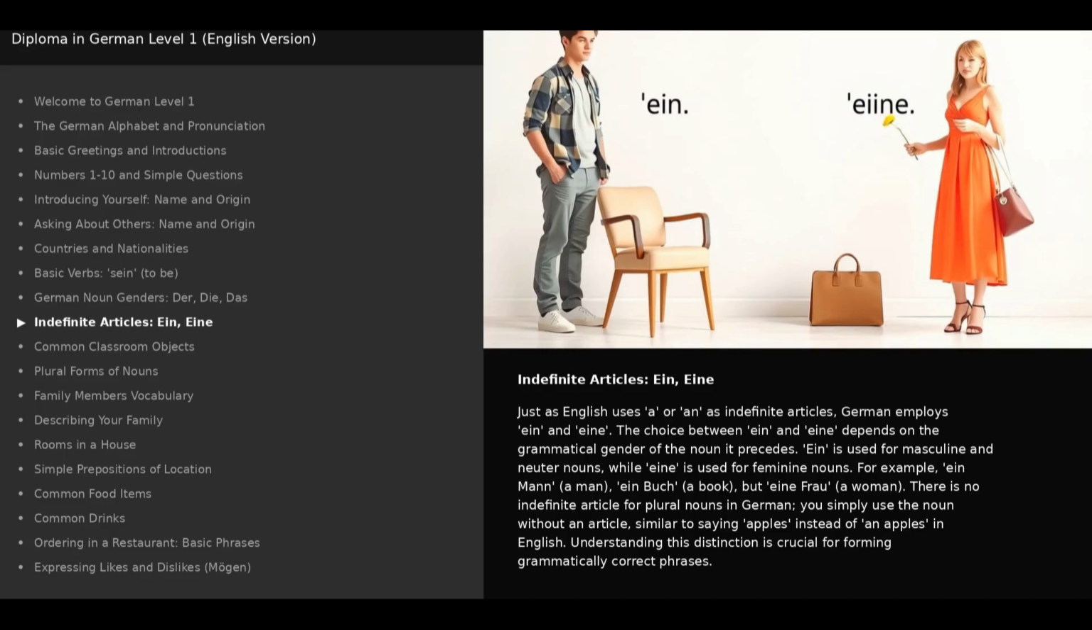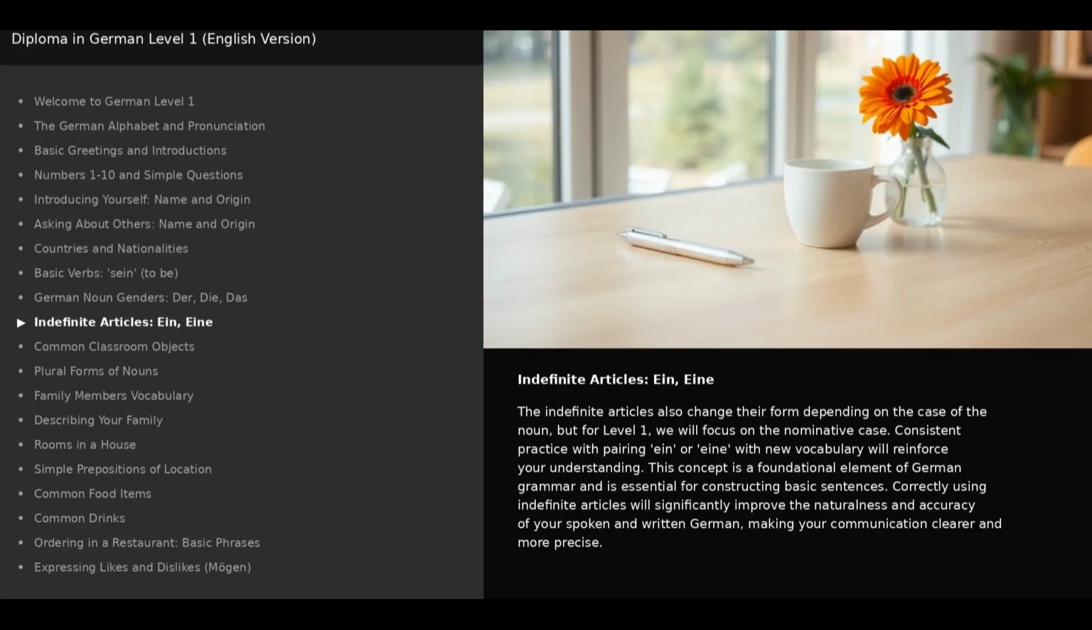There is no indefinite article for plural nouns in German. You simply use the noun without an article, similar to saying apples instead of an apples in English. Understanding this distinction is crucial for forming grammatically correct phrases. The indefinite articles also change their form depending on the case of the noun, but for level 1, we will focus on the nominative case.